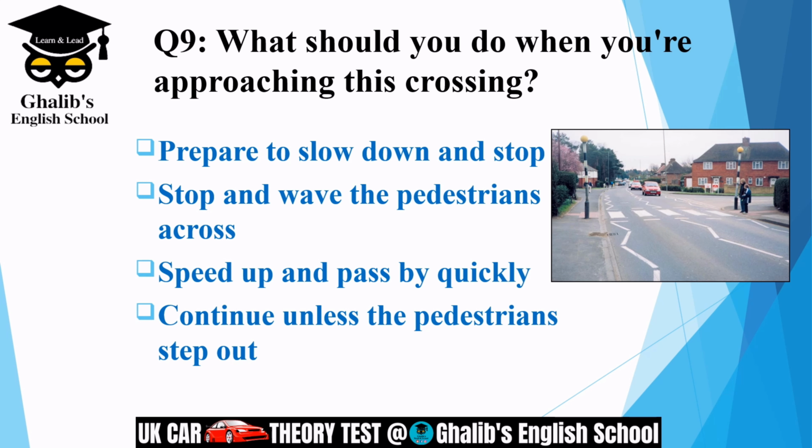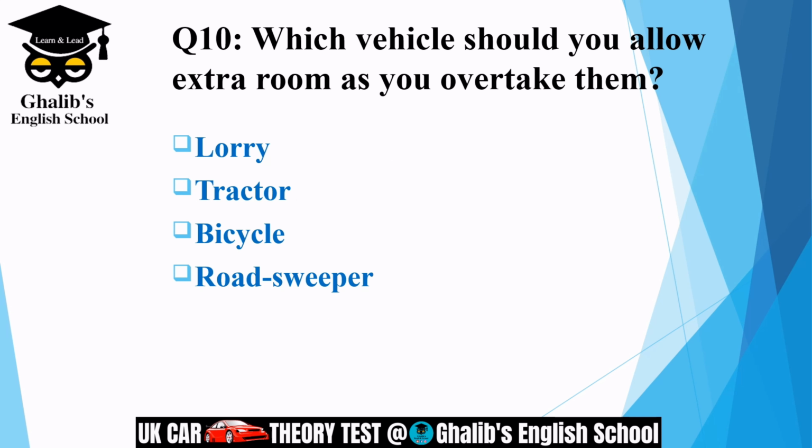Question 9. What should you do when you are approaching this crossing? So guys, this zebra crossing here, people are waiting to cross. What should you do as a driver? Prepare to slow down and stop. Stop and wave the pedestrian across. Speed up and pass by quickly. Continue unless the pedestrian steps out. Be prepared to slow down and stop. That's your correct option.